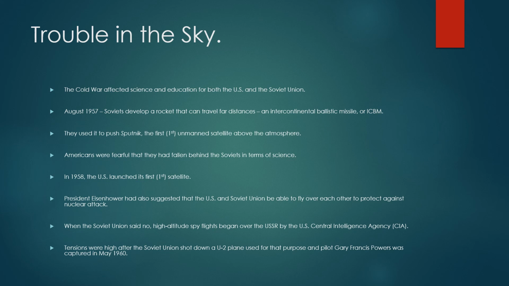So tensions were super high after the Soviet Union shot down a U-2 plane that was used for spying, and pilot Gary Francis Powers was captured in May 1960. The pilot, Gary Powers, will be released eventually in a prisoner exchange, but this was a very tense moment between the United States and the Soviet Union, and this is going to show you how tense things are going to become between these countries following post-World War II. Many different issues and many different conflicts are going to arise between the U.S. and the Soviet Union that spread around the world.